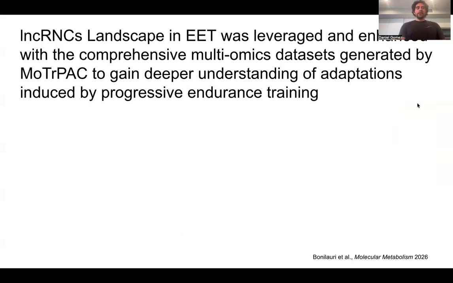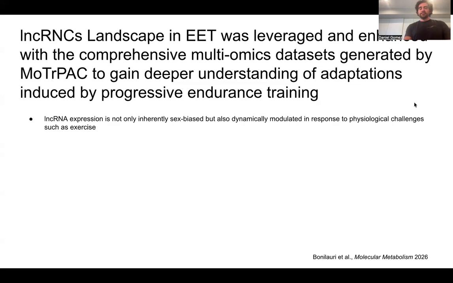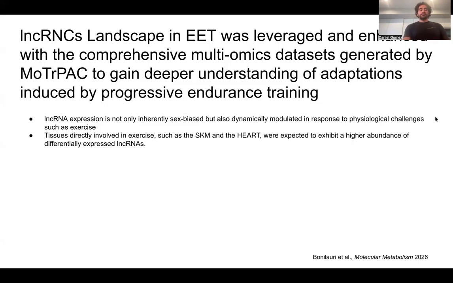So these RNA landscapes in endurance exercise training were leveraged and enhanced with comprehensive multi-omics datasets generated by MoTrPAC to gain deeper understanding of adaptations induced by progressive endurance training. Okay, so lincRNA expression is not only inherently sex biased, but also dynamically modulated in response to physiological challenges such as exercise. So the tissues directly involved in exercise, such as the SKM and the heart, were expected to exhibit a higher abundance of differentially expressed lincRNAs.